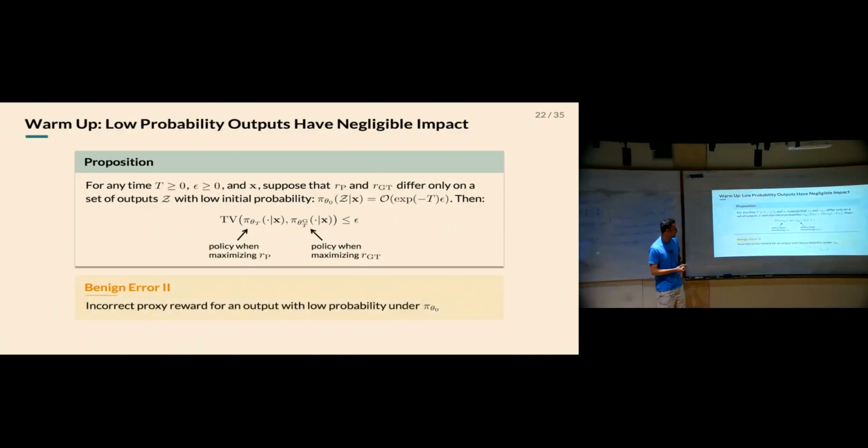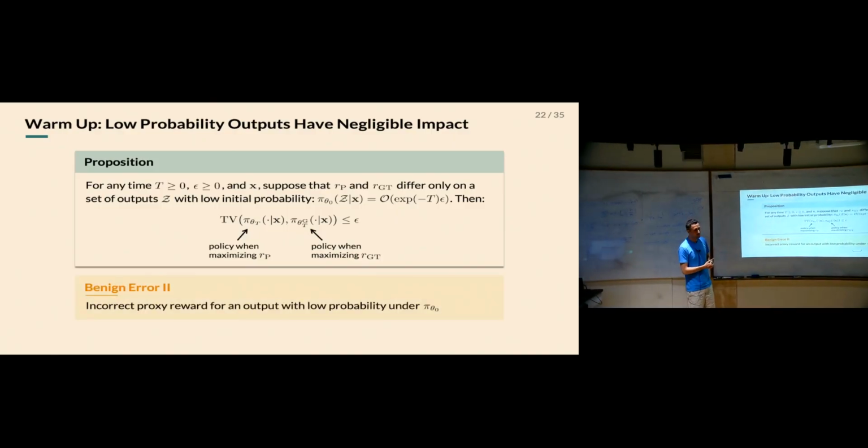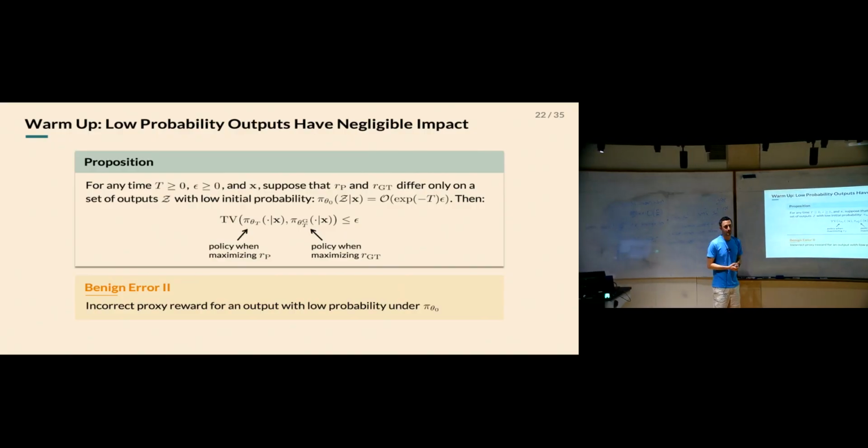Again, it's quite intuitive, but this lets us know that if our reward function is incorrect on outputs which are of very low probability under our policy, and this depends on our policy, then we shouldn't care about it too much.